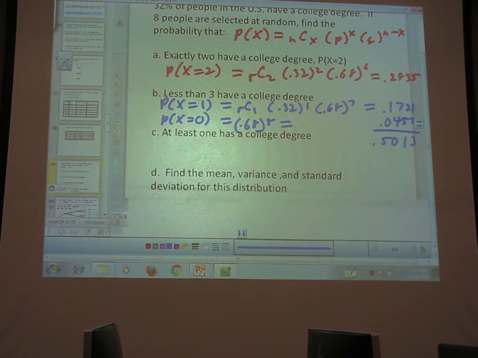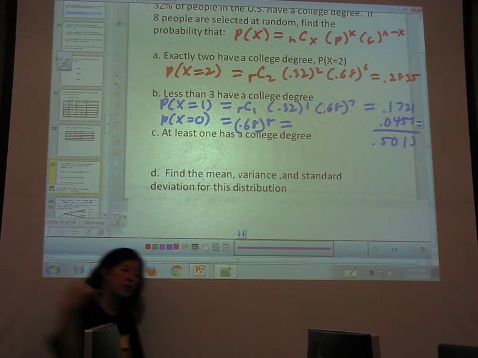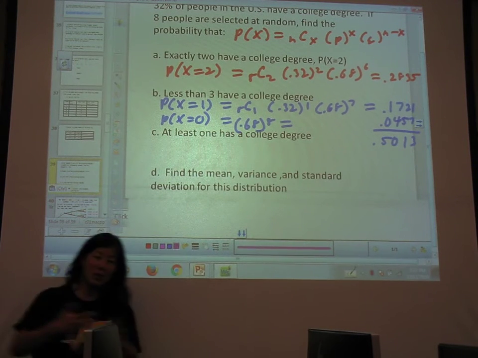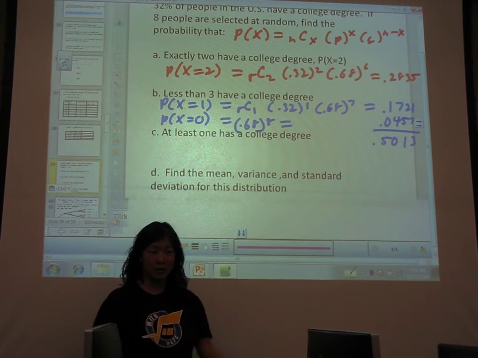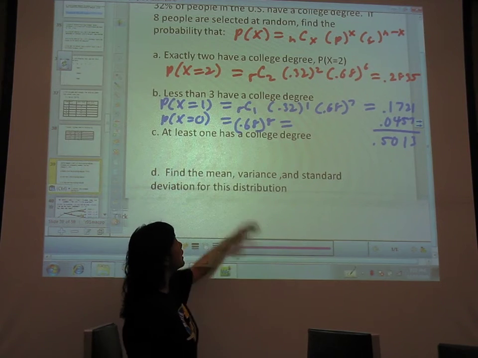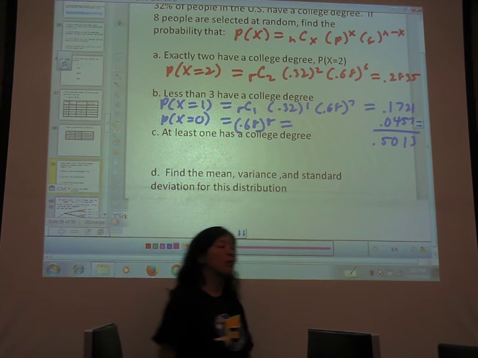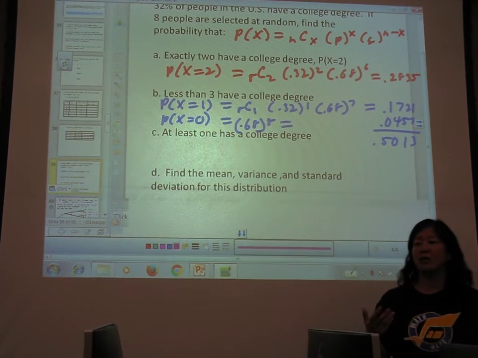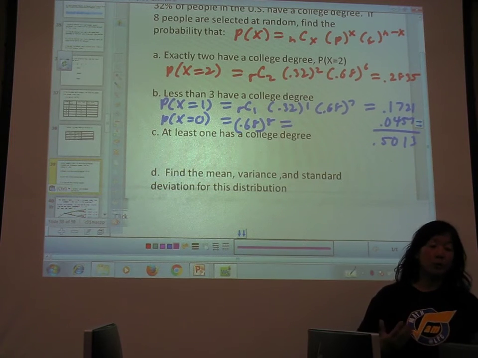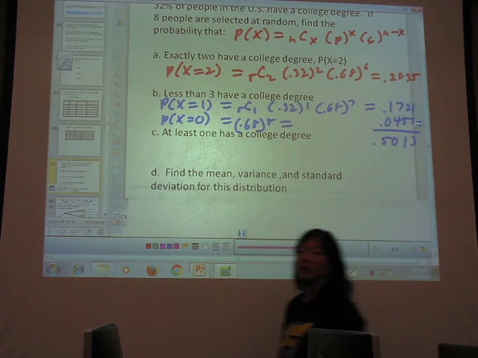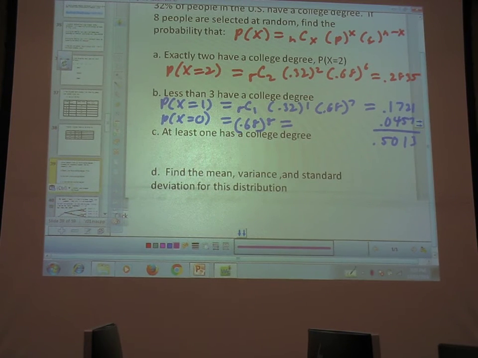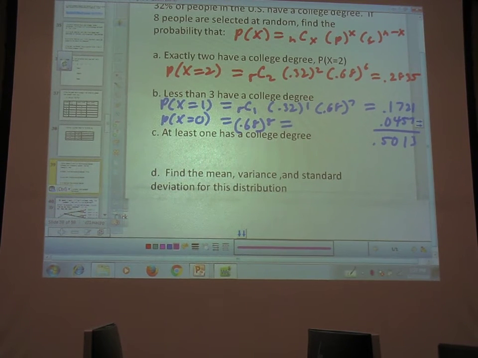At least one has a college degree. So at least one means I either have at least one sibling or I have no siblings. So those are complements. I can either find the probability x is 1, 2, 3, 4, 5, 6, 7, and 8 and add those up, or I can just find the probability that x is 0 and subtract that from 1. So we will just do that instead.